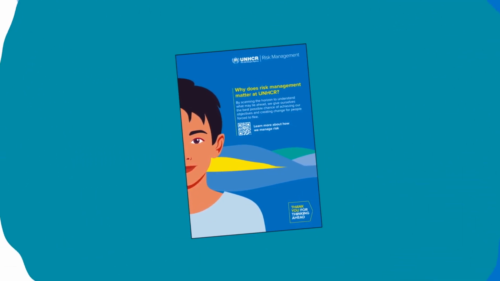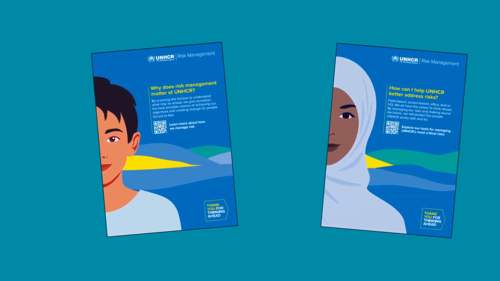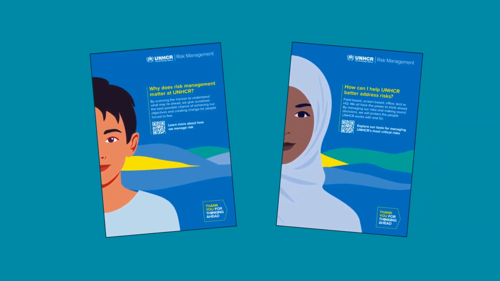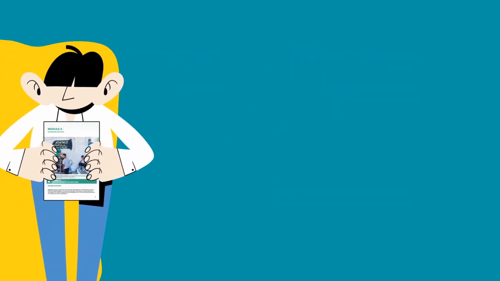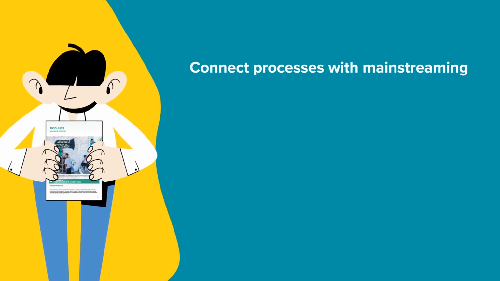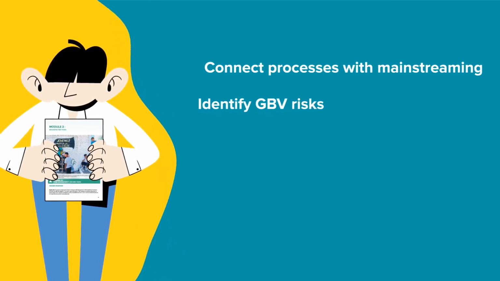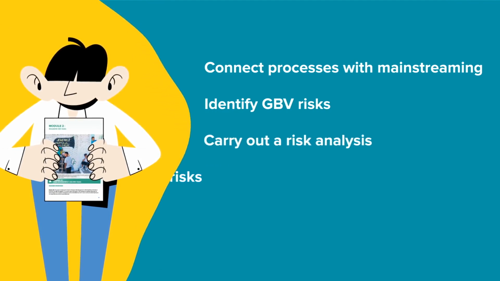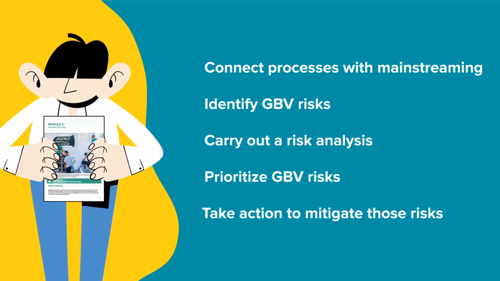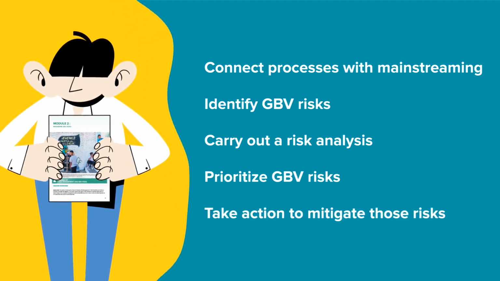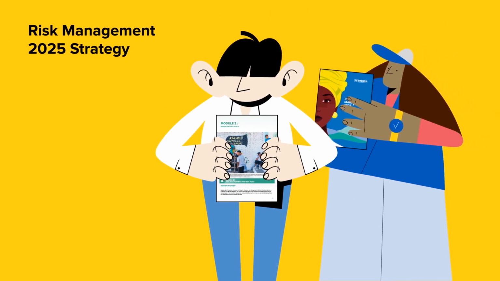Module 2 on Managing GBV Risks introduces workshop participants to the framework and tools provided by the Policy for Enterprise Risk Management in UNHCR 2020. The risk management process aligns with the program cycle, and Module 2 helps colleagues to connect these processes with mainstreaming to identify GBV risks, carry out a risk analysis, prioritize GBV risk in the operation, and take action to mitigate those risks. Risk Management 2025 is a strategy that will also support you in this work.